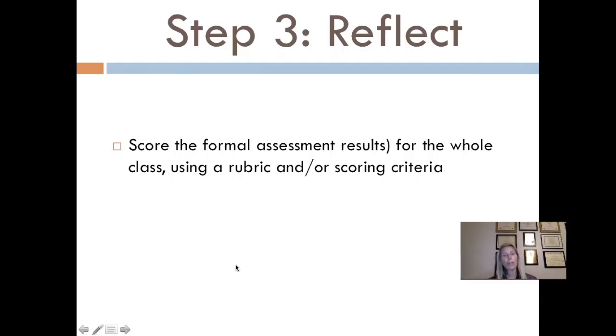The first part of Step 3 is that you need to score the formal assessment results for the whole class using the rubric, scoring criteria, or checklist sheet that you created for Step 1, Plan, and Step 2, Teach and Assess. So this is the time where you need to now take one of those formal assessments. Of course, you're going to score the 3 formal assessments, one from every single lesson, but you only need to pick one for Step 3, okay?